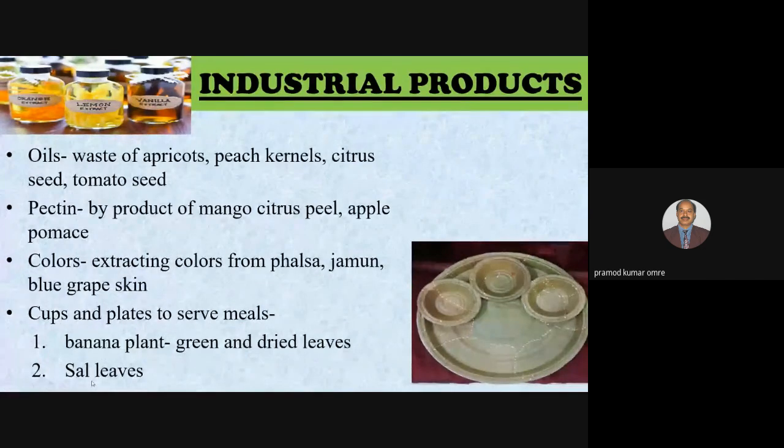Banana plant green and dried leaves are used for making plates and bowls, and this is a biodegradable material we can use. It is eco-friendly material also, and we can replace plastic material. On the other side, rice straw can be utilized for making packaging material, a packaging film. This is one example. The other is pine needle, which is also used for making packaging material or packaging film.